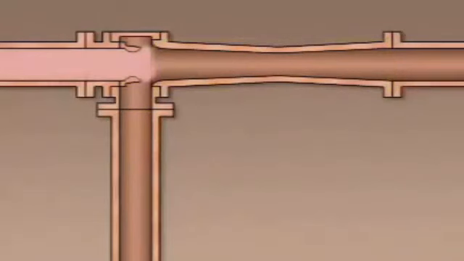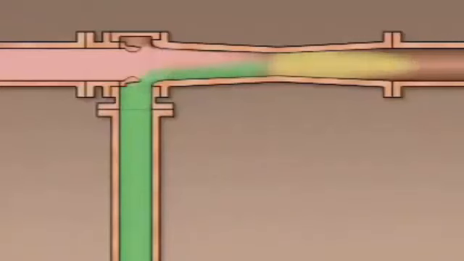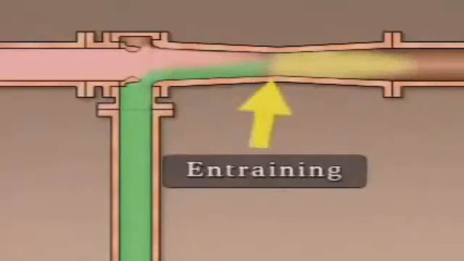Steam enters the air ejector through the steam inlet and is accelerated through the nozzle. The high-velocity steam flow creates a low-pressure area at the air suction port, which draws in air from the main condenser. The air is pulled through the suction port into the combining tube where it combines with a jet of steam. This combining process is called entraining.